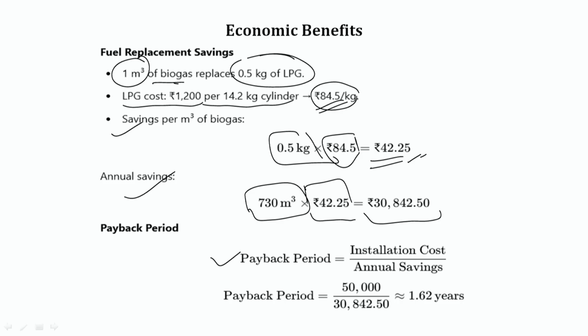So what will be the payback period? Payback period is the installation cost divided by annual saving. So installation cost, as we remember, was around 50,000 rupees. 50,000 rupees was our installation cost for our biogas plant, and we have saved 30,842 rupees annually. So it will take around 1.62 years. So roughly we can say that in 2 years we can pay back all our investment on that biogas plant.